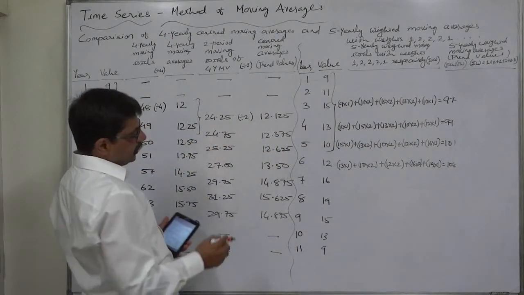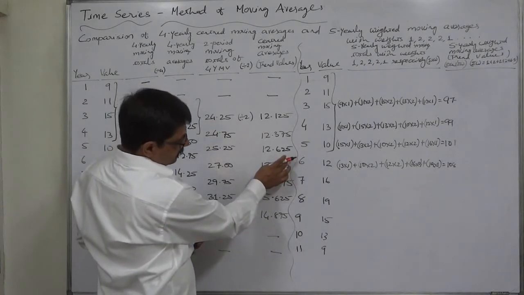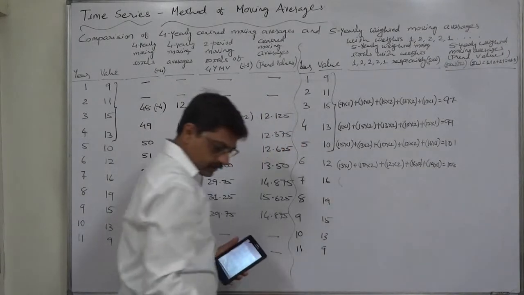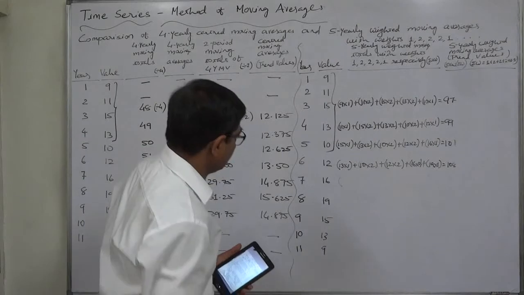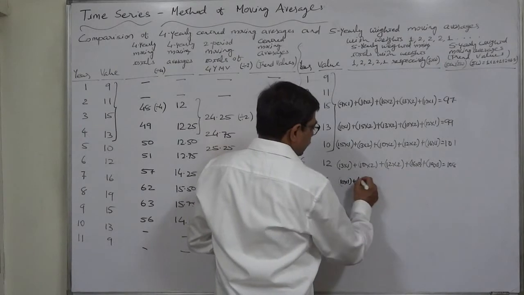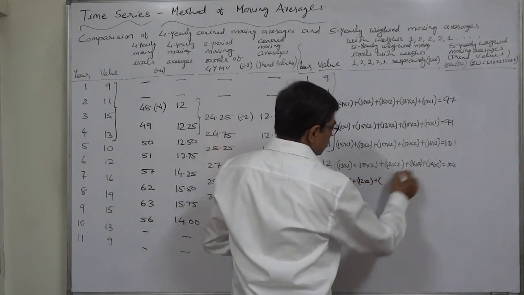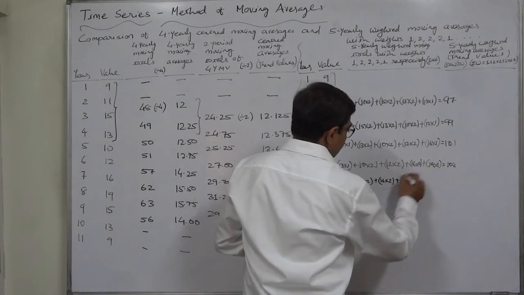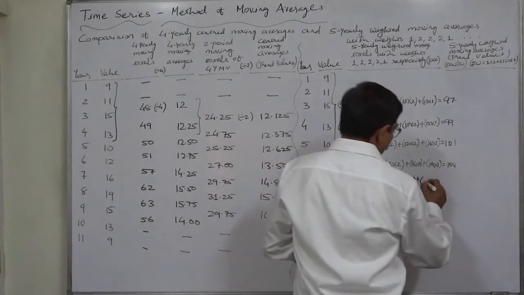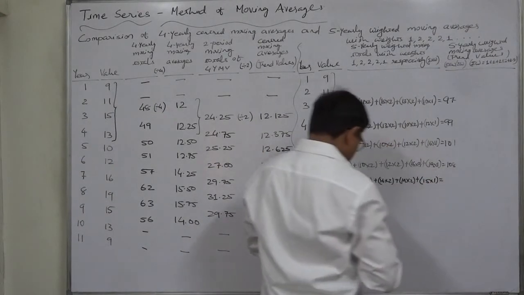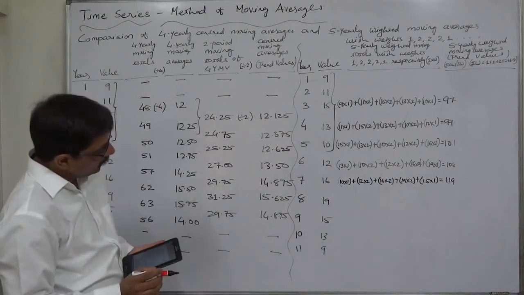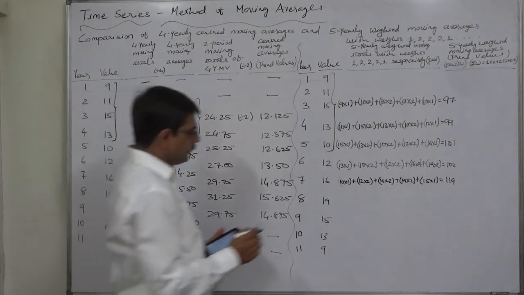Next total will be of the 5th, 6th, 7th, 8th and 9th value, and the 7th is in the center. So, now 10 into 1 plus 12 into 2 plus 16 into 2 plus 19 into 2 plus the coming new value, 15 into 1, the total is 119.